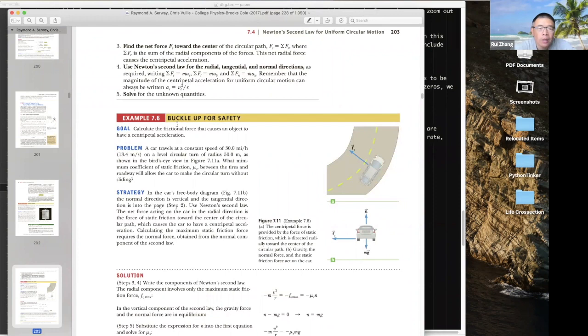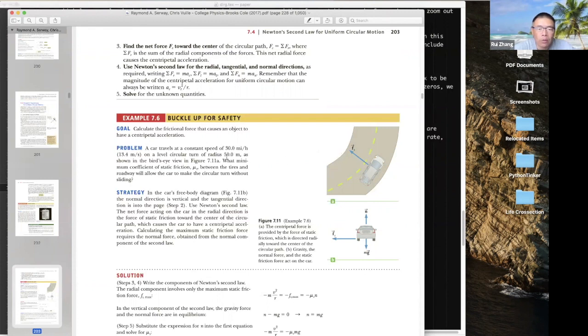In this problem, there's a car traveling at a constant speed of 30 miles per hour, which is 13.4 meters per second, on a level circular turn. This is something we encounter on a daily basis on the road, especially country roads, which have a lot of turns, and any part of a turn you can think of as part of a circle.